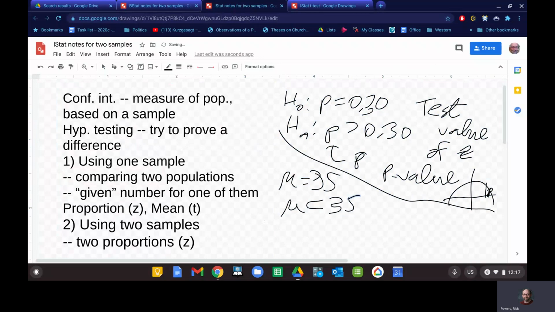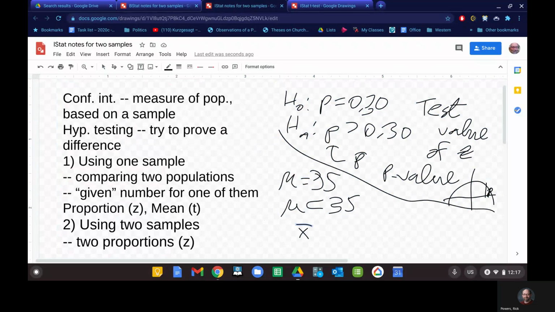And so we could try to prove it, and certainly it could be less than, it could be greater than, we don't know. But then what are we going to use? We're going to use a sample mean, x bar, to do that. So the sample mean, x bar, is going to come from a population, and we're going to ask the question, is this population different from what I said it would be? Is it less than 35? Are these people on average younger than I expect them to be?